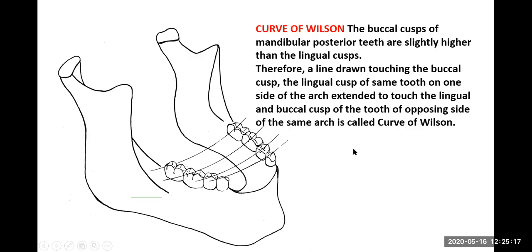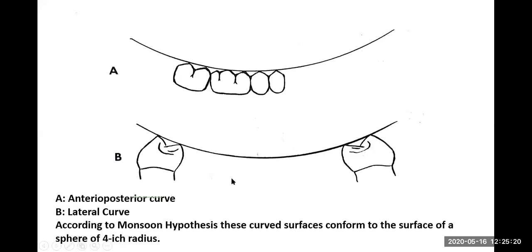Now, curve of Wilson, we have defined it. This is further defining the curve of Spee and of Wilson. Now, the B here, the lateral curve, is showing you what I just described about curve of Wilson. You see, the line takes off from the buccal cusp of this tooth. You can see my pointer. And it's touching the lingual cusp. I told you the buccal cusps should always be higher than the lingual cusps. And that line continues and touches the lingual cusp on the opposite side of the arch, and then the buccal cusp. This curve is called curve of Wilson.